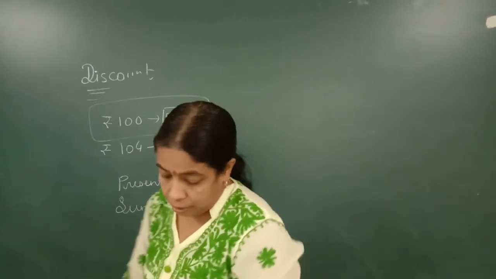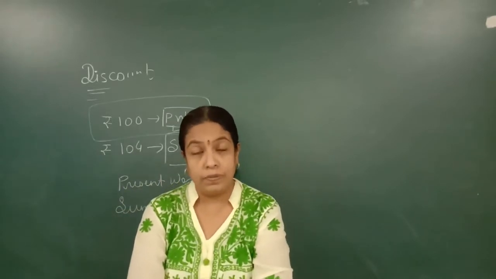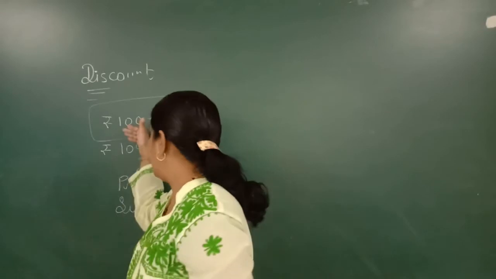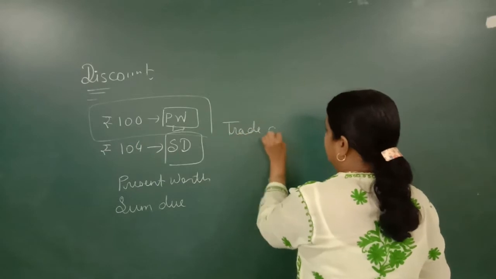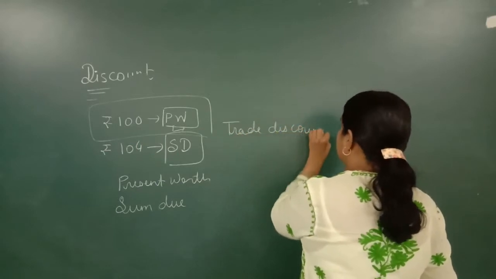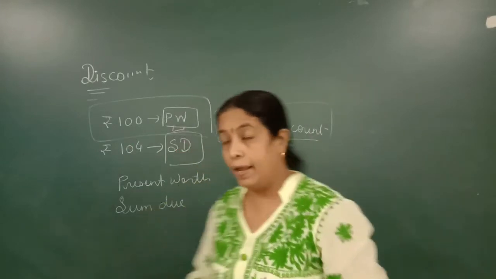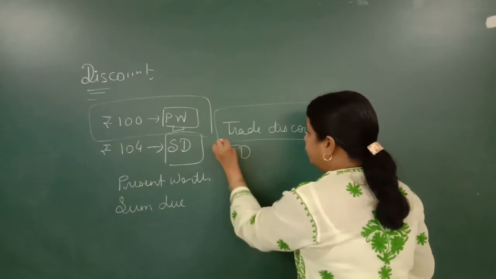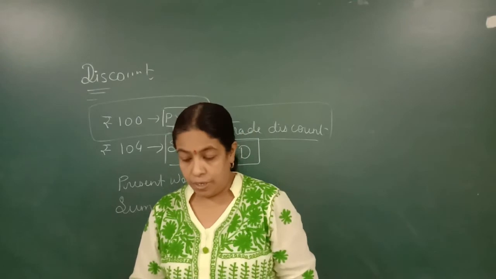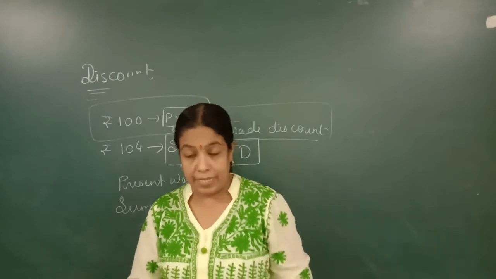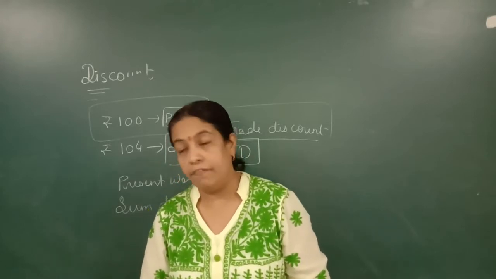Okay, now sum due, and what is 4? Those 4 rupees that you have to pay extra here, that is called trade discount. That is called trade discount. The discount we just read was a different word, this word is different. Trade discount, and the short form is TD. Got it? Now the true discount is the interest on present worth at the given rate of interest for the given period.